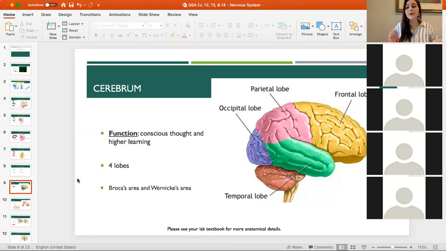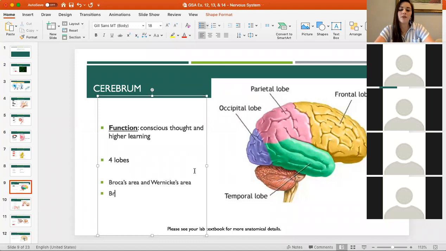Okay. So we have Broca's area and Wernicke's area. Broca's area is going to be in our frontal lobe, right up here. This area is really important because it helps with the motor components of speech, like moving our mouth and using our tongue to create and produce speech. If we have a problem here, that's going to be called Broca's aphasia.